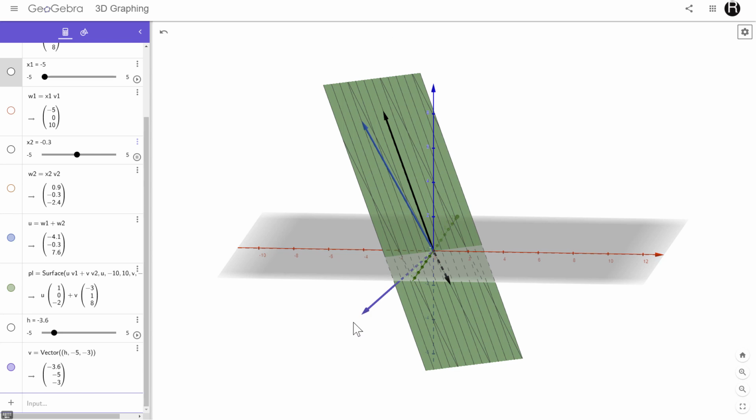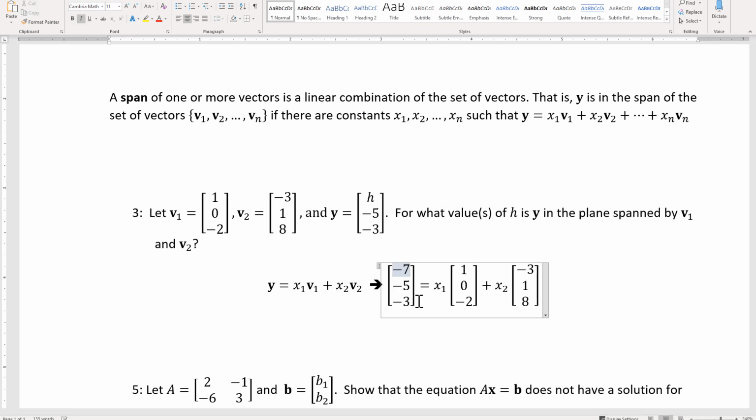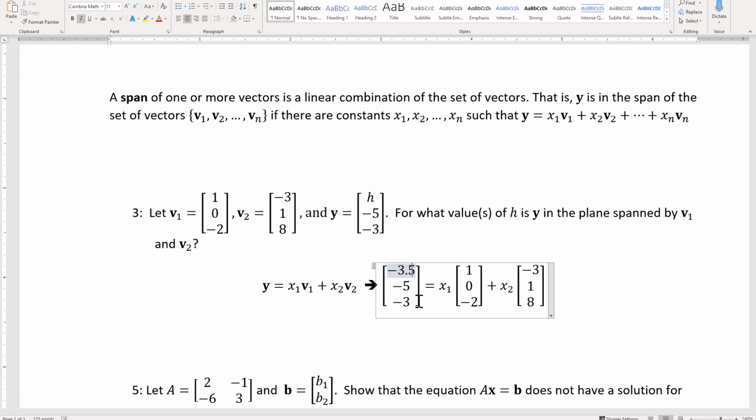But in terms of answering the question, it looks like the value of h can be equal to negative 7/2 or negative 3.5. So if you set up this equation and solve for x1 and x2, then we can have that linear combination. In fact, why don't we do that? And this is going to lead us to our next objective, and that is to write this as Ax equal to b.